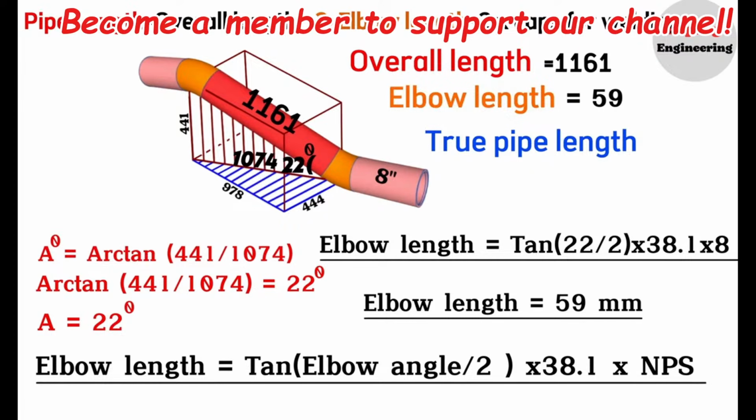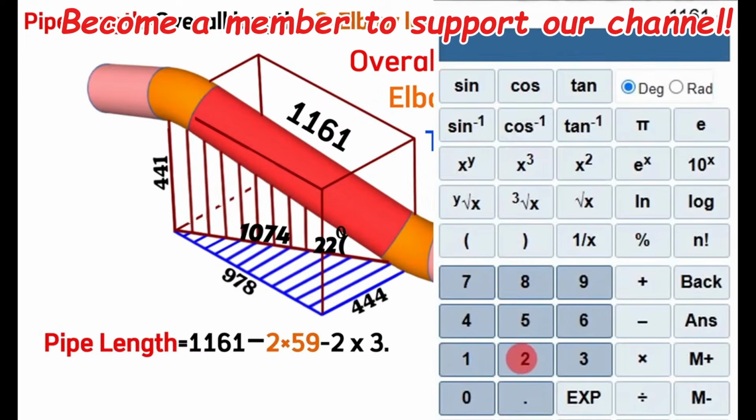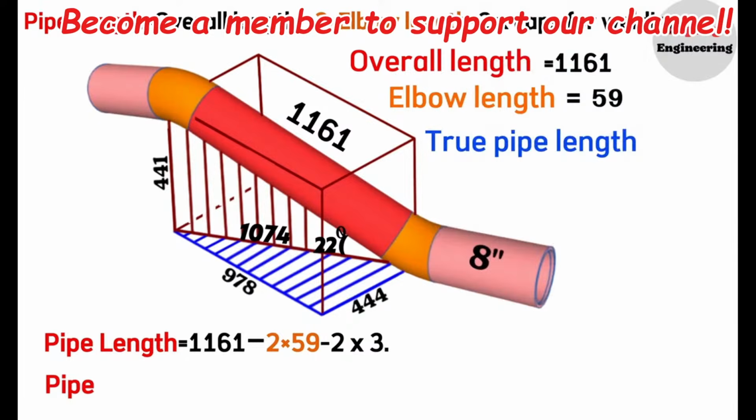Now let's find the true pipe length. We will substitute our overall length, elbow lengths, and welding gap information into the above formula. Pipe length equals the overall length 1161 minus 2 times the elbow length 59, and minus 2 times 3 for the gaps for welding. Using a calculator, 1161 minus 2 multiplied by 59 minus 2 multiplied by 3 equals 1037. So, we calculated and found that the red-colored pipe length between the two elbows is 1037 millimeters.